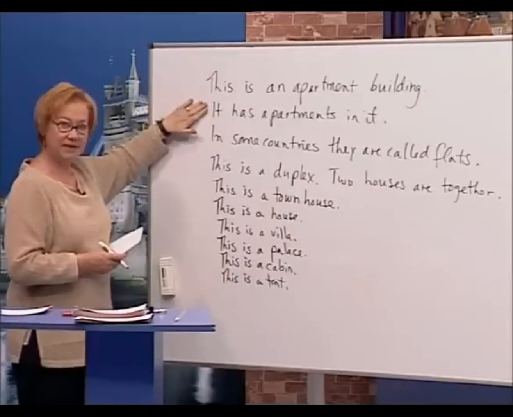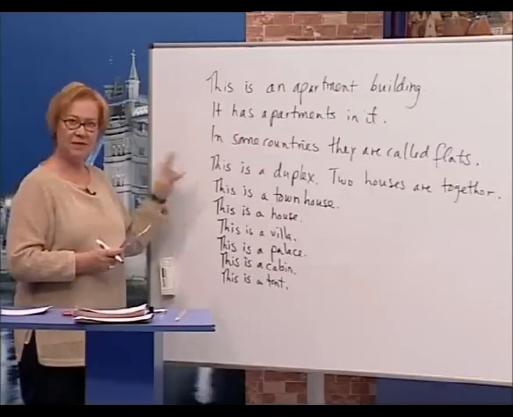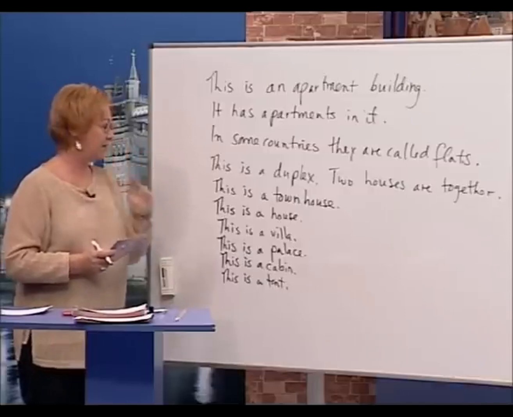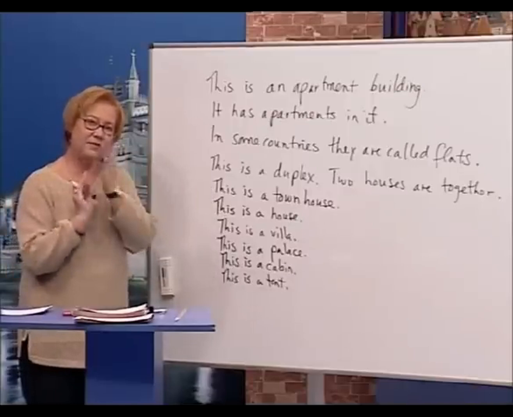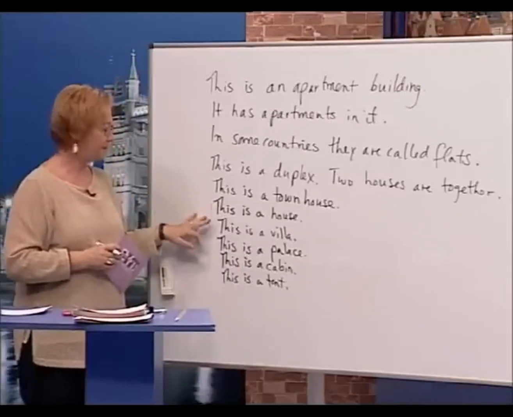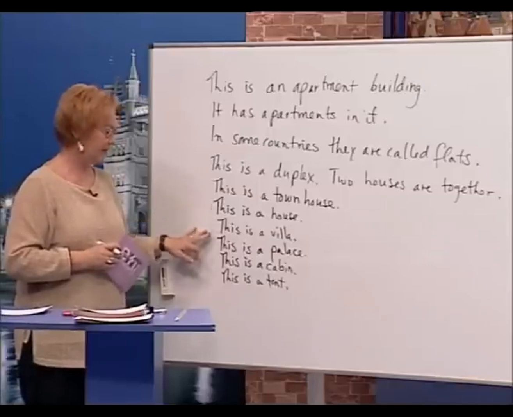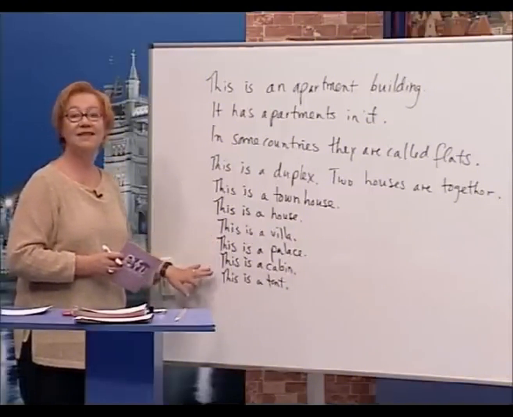It has apartments in it, or flats. This is a duplex. Two houses are together. This is a townhouse. Many houses are together. This is a house. This is a villa. This is a palace. This is a cabin. This is a tent.